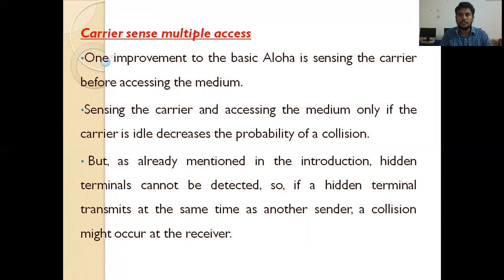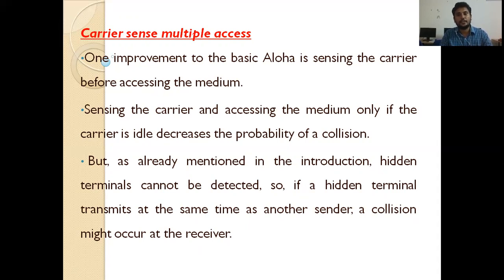B is available to C, C is available to B, but A is not available to C, and C is not available to A. So A is the hidden terminal to C, and C is the hidden terminal to A. As already mentioned in the hidden terminal problem, one terminal cannot detect another terminal, so that terminal is the hidden terminal.